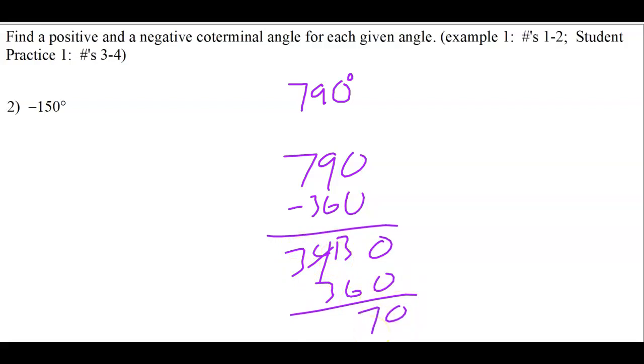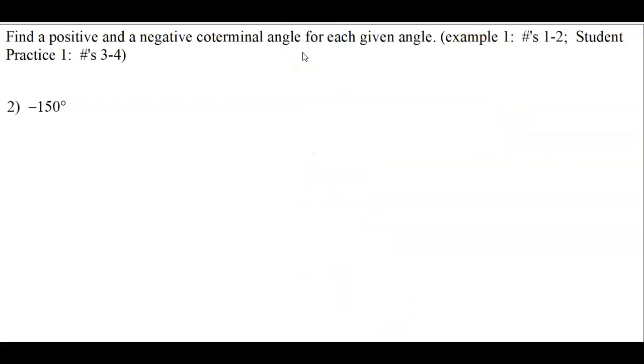That's 70, and that's still not negative, and then you would have to do it even one more time in order to get your negative angle. So sometimes you have to keep subtracting until you get to a negative, or sometimes you have to keep adding until you get to a positive. It just depends on the size of the angle that they start off with.